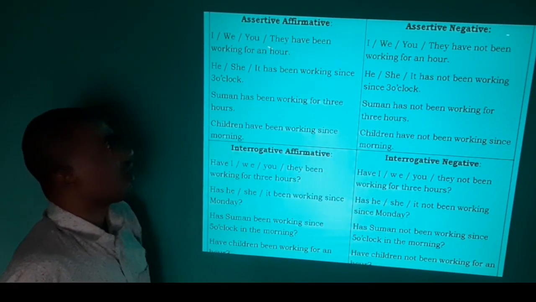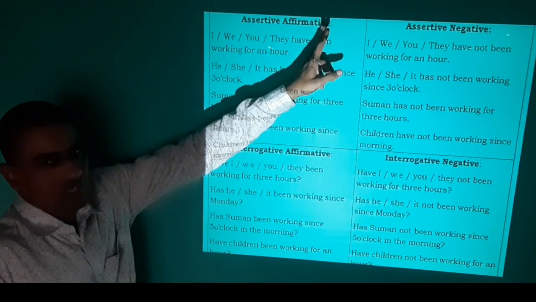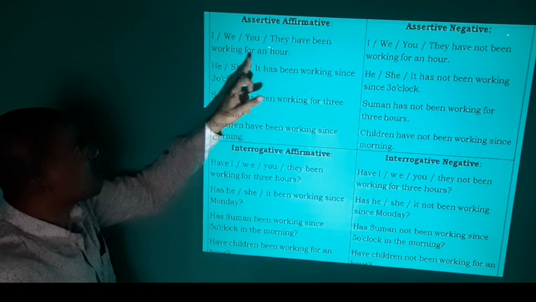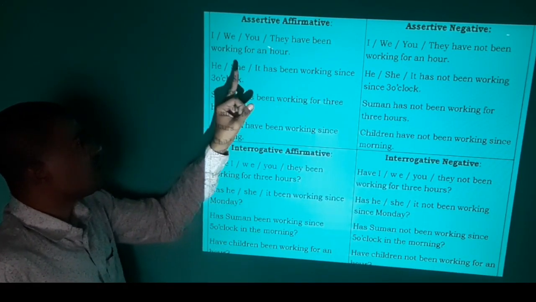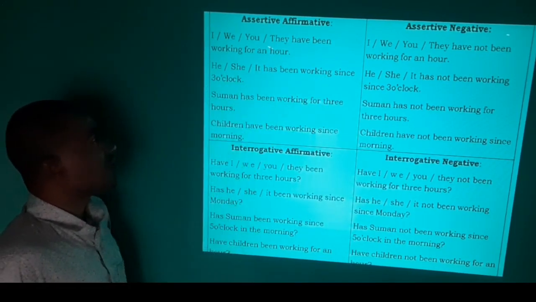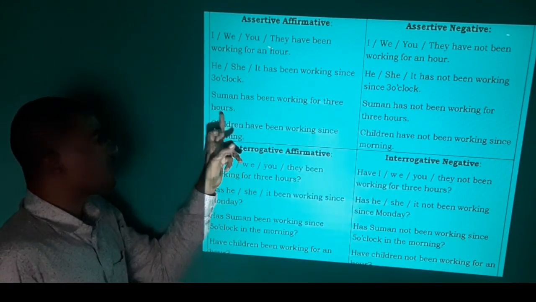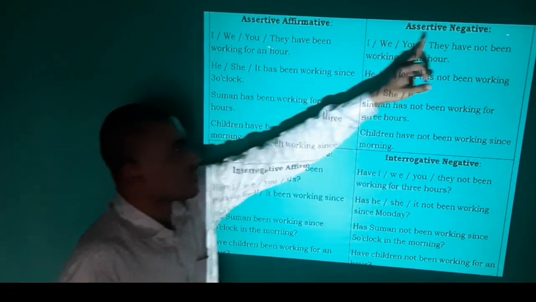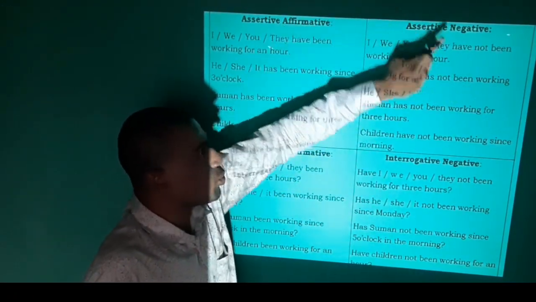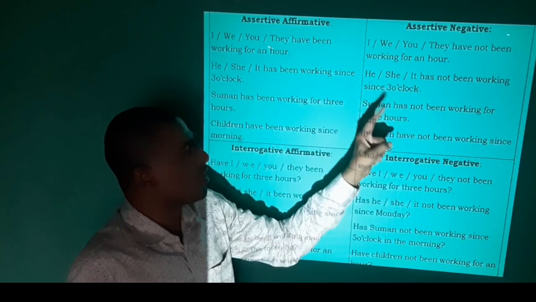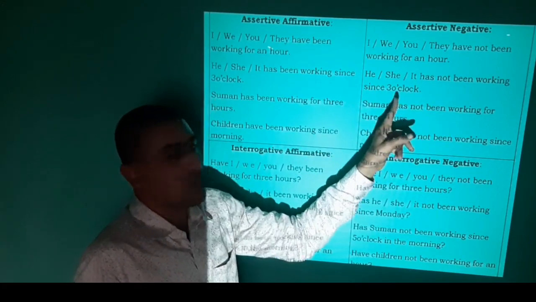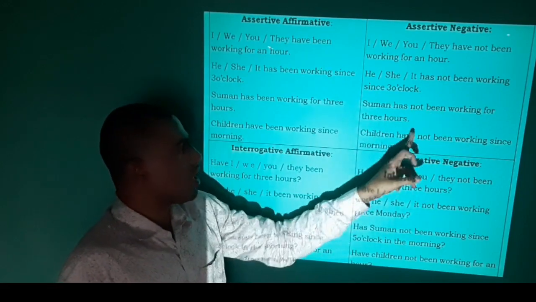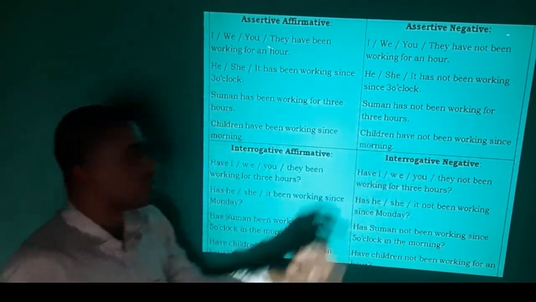Next, if you look at the examples, assertive affirmative or assertive positive: I, we, you, they have been working for an hour. He, she, it has been working since 3 o'clock. Suman has been working for 3 hours. Children have been working since morning. Assertive negative: I, we, you, they have not been working for an hour. He, she, it has not been working since 3 o'clock. Suman has not been working for 3 hours. Children have not been working since morning.